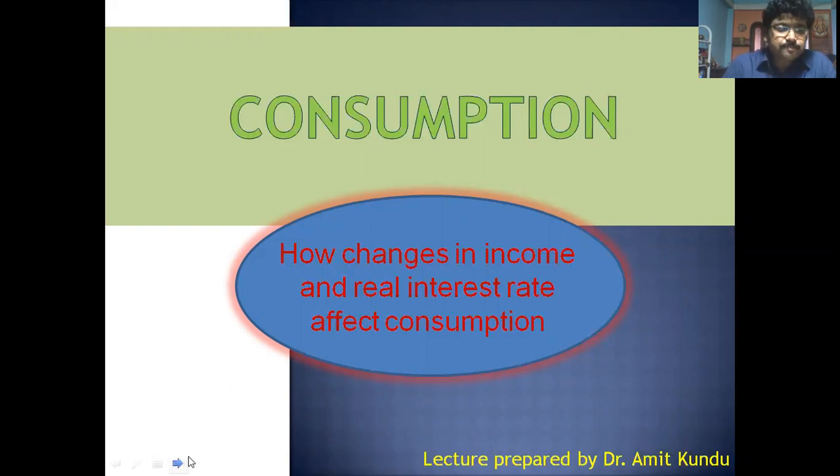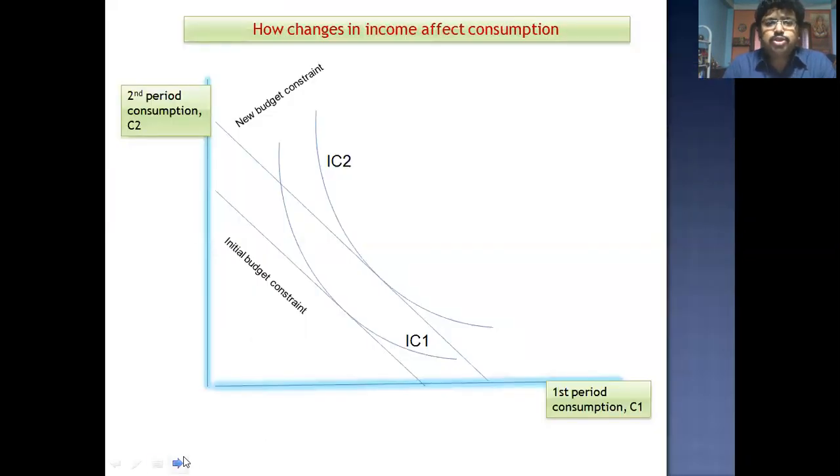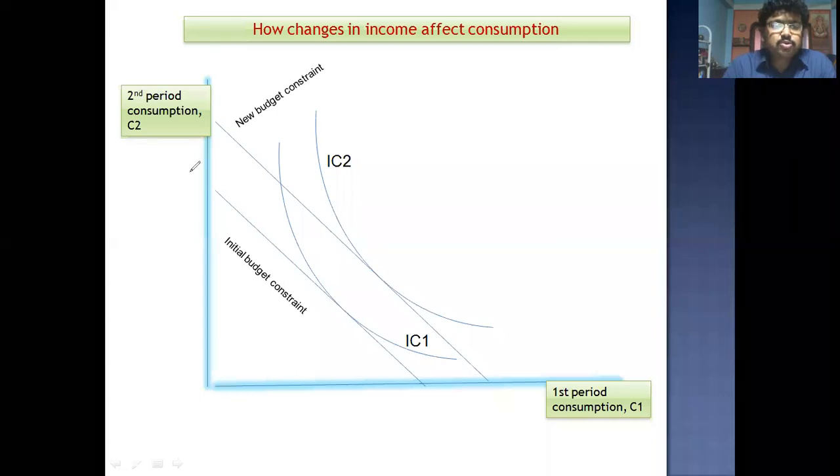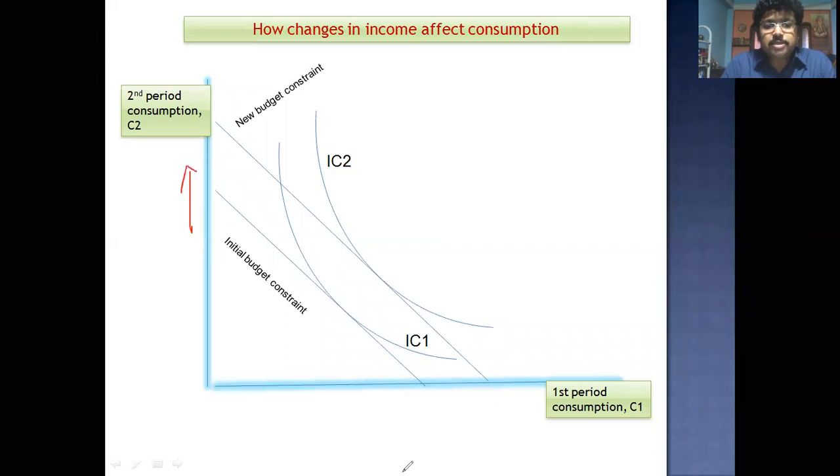Okay, so look, how changes in income affect consumption. This diagrammatic representation will show this. Along the vertical axis, we measure the second period consumption, C2, and along the horizontal axis, we measure the first period consumption, that is C1. And this is the initial budget line, budget constraint, and this is IC1, the indifference curve, and this is IC2, the second indifference curve, and this is the new budget constraint.